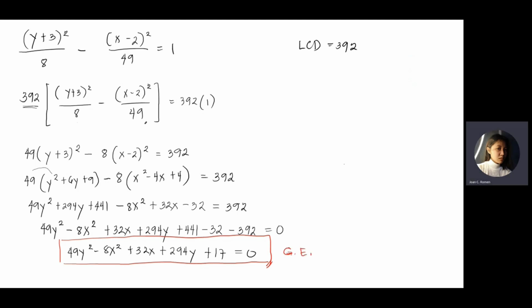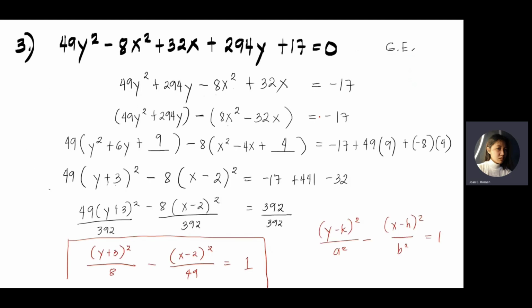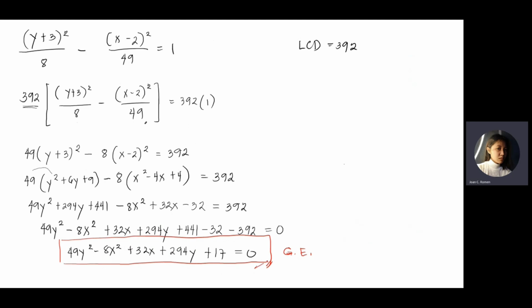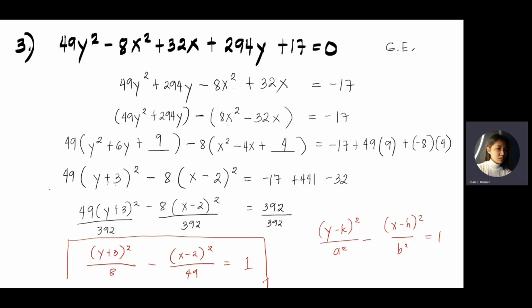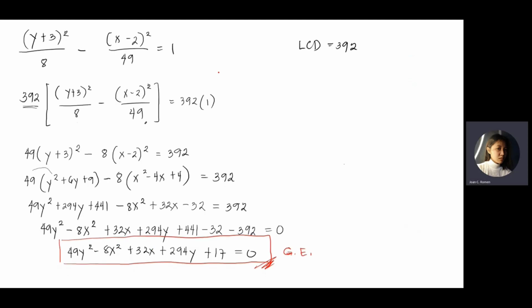So kung mapapansin nyo, same lang yung given na ginamit natin kanina. Kanina po, binigay natin 49y squared minus 8x squared plus 32x plus 294y plus 17 is equal to 0. And tsaka natin kinuha ang standard form. Pero ngayon, standard form, pinalabas natin ulit yung given na general equation or general form. Okay? And that's it. That is how we transform general to standard and standard to general.